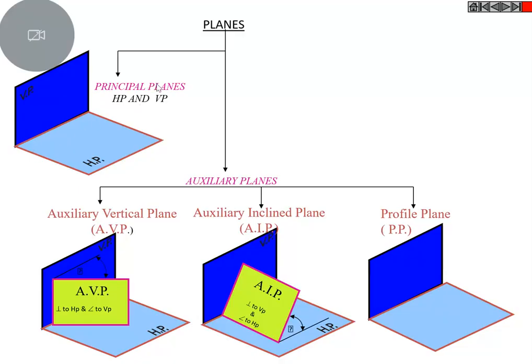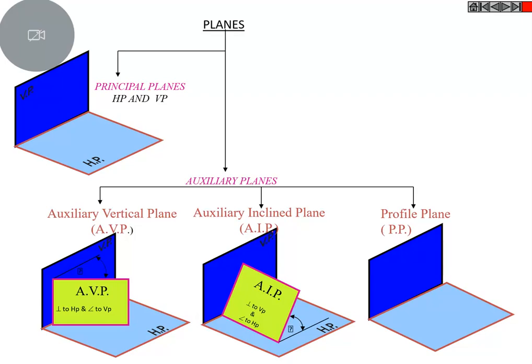Auxiliary inclined vertical planes and auxiliary inclined planes can be placed at the required orientation. They have inclination with respect to VP and HP: the auxiliary vertical plane has inclination with respect to VP, and the auxiliary inclined plane has inclination with respect to HP. The auxiliary vertical plane is perpendicular to HP and inclined to VP. The AIP is perpendicular to VP and inclined to HP.